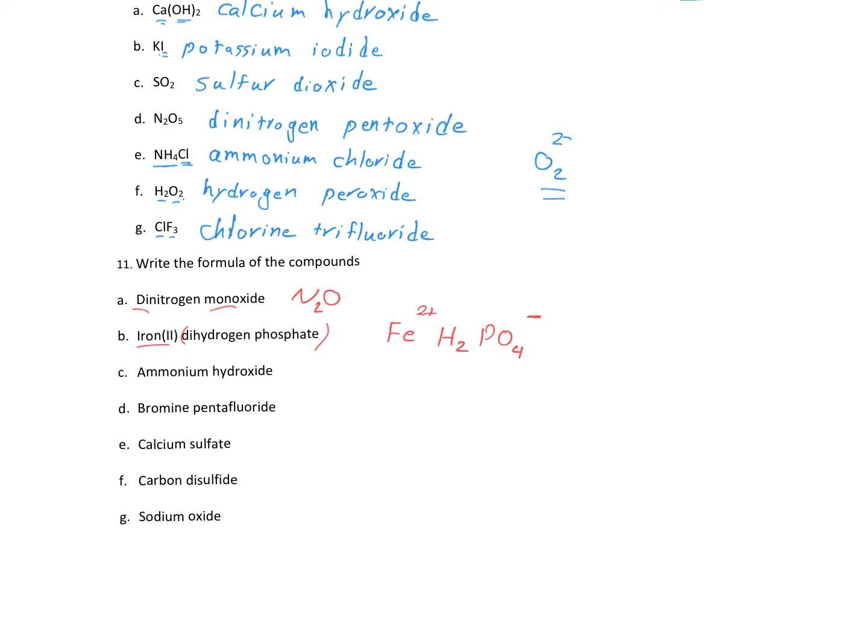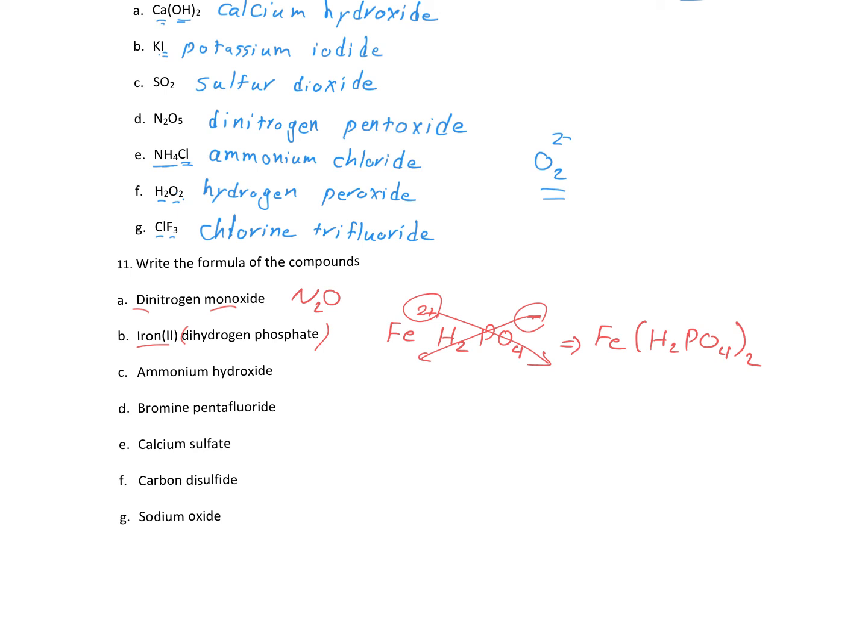Okay, so you do the crisscross, this goes there and this goes there, and then you have polyatomic ion. This 2 goes for the whole thing, so you have to put the polyatomic ion in parentheses. So it's Fe, you put the parentheses, H2PO4, 2. Okay, so that's iron 2 dihydrogen phosphate.